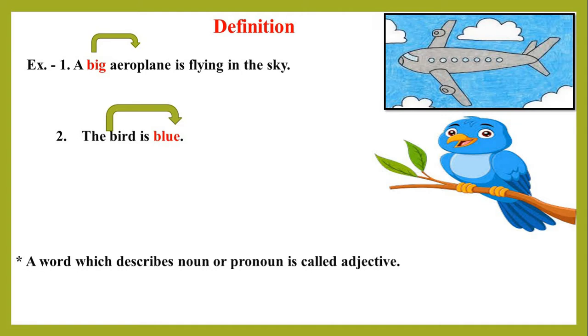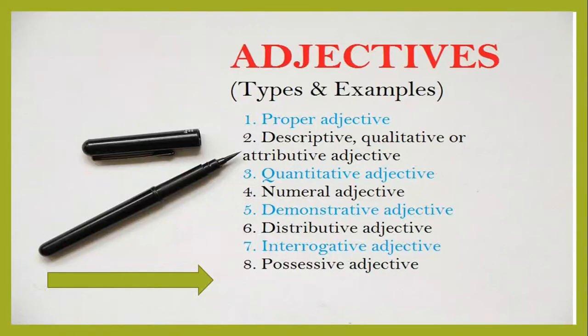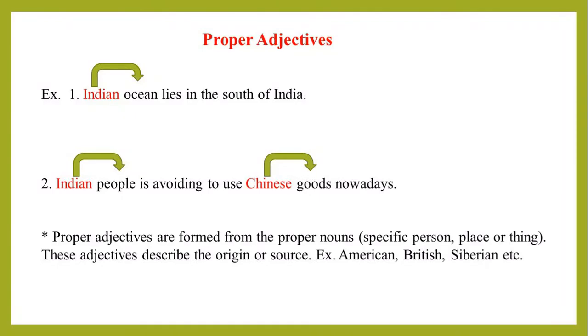Let's see the kinds of adjectives. Adjectives, types and examples. First one, proper adjective. Second, descriptive, qualitative or attributive adjective. Third, quantitative adjective. Fourth, numeral adjective. Fifth, demonstrative adjective. Sixth, distributive adjective. Seventh, interrogative adjective. And eighth, possessive adjective. Let us start with proper adjectives.